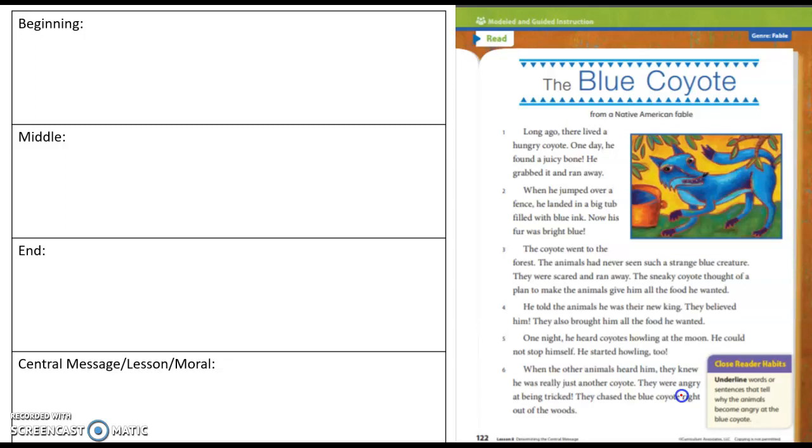So what's happened so far in the beginning of the story? Tell somebody in the room what's happening so far. Okay, the coyote grabbed a big juicy bone and ran away. I see at the beginning of the story that he's hungry. So he responded to being hungry by grabbing that juicy bone.